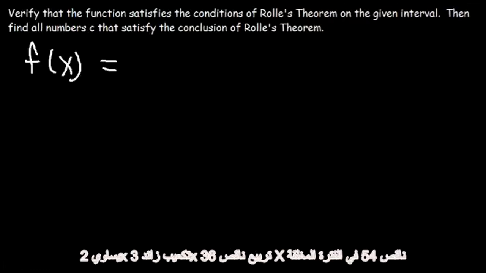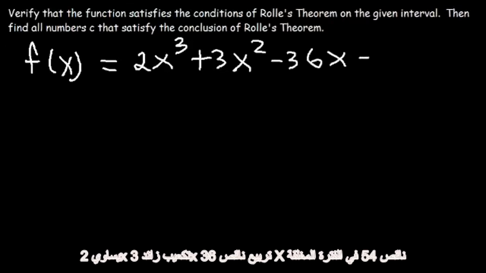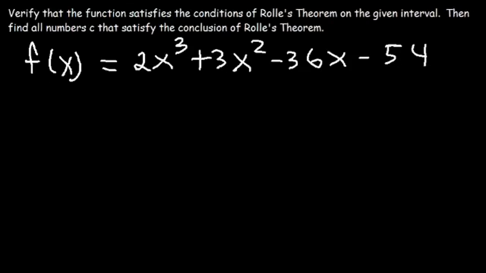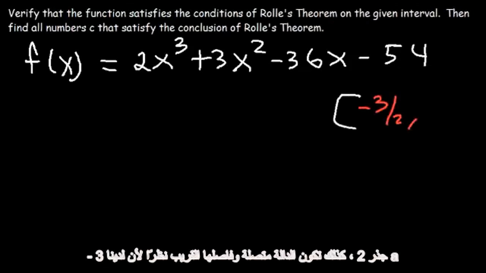Now what about this one? Let's say f of x is equal to 2x cubed plus 3x squared minus 36x minus 54 on the closed interval negative 3 over 2 to 3 root 2.